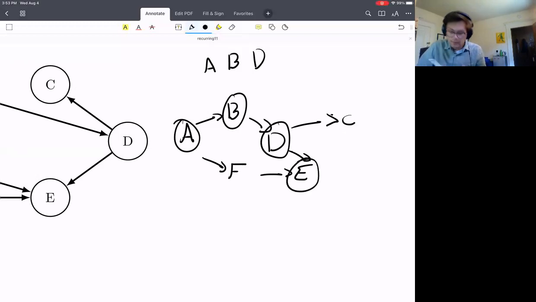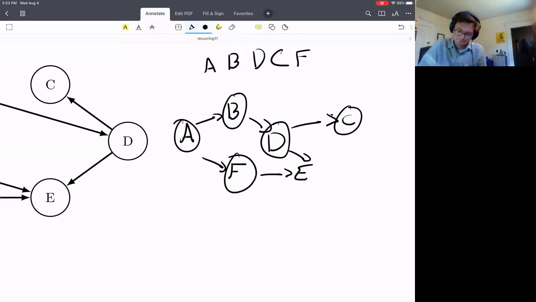Why can we not traverse E? Because we haven't traversed F yet, right? And you see there's an arrow pointing into E. So we can do that. The next thing we can do is traverse F, because F has a dependency only of A, and then we can traverse E. Because E's dependencies are D and F, all of their dependencies are satisfied, therefore we can traverse E. Okay, so that's what it means.